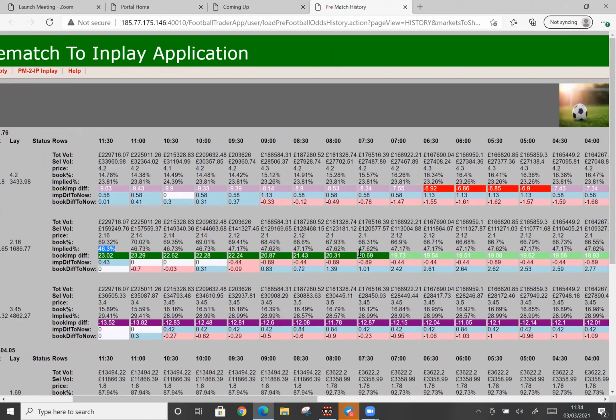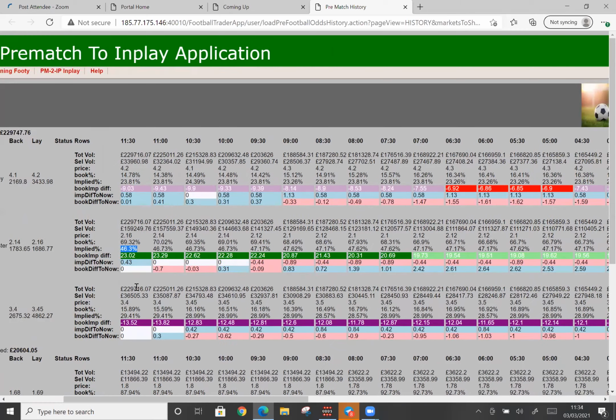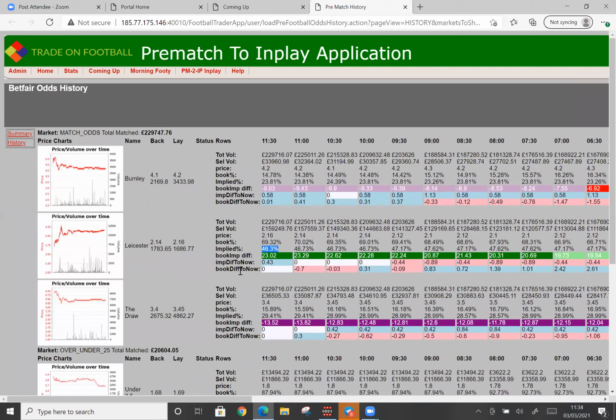Although it's good to see this difference here between the book and the implied. It's pink and blue, pink and blue, pink and blue. Whereas normally you'd like to see all pink or all blue. So automatically, I wouldn't look at this game.